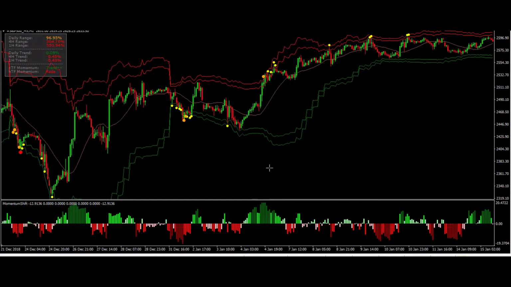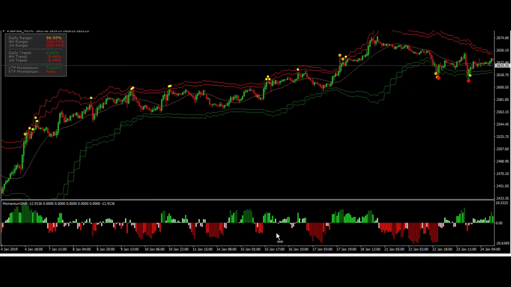The other extremely important implication that the momentum shift indicator has for our trading here is going to be the use of divergence. We can use the momentum shift histogram and the highs and lows that we see on this histogram as a means to spot divergence on our charts.